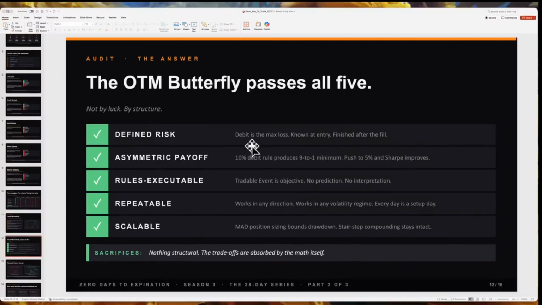You have defined risk. The debit is the max loss. That's the most we can ever lose, known as our entry. It has asymmetric payoff. At the very most, we use what's called the 10% debit rule. We have a 1 to 9 risk to reward. Sometimes we can put on a 1 to 15 or a 1 to 20, even a 1 to 30 risk to reward. That might sound like a lotto play to you, but if price moves in our direction, we have extreme payoff for the amount of money that we put up for that trade.